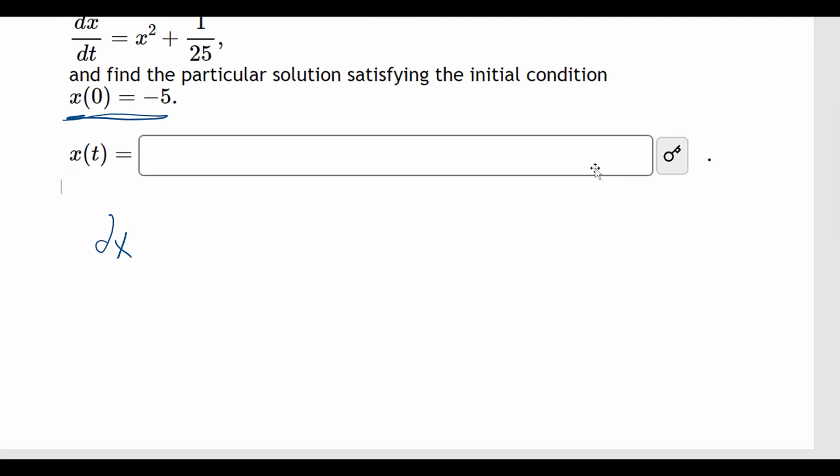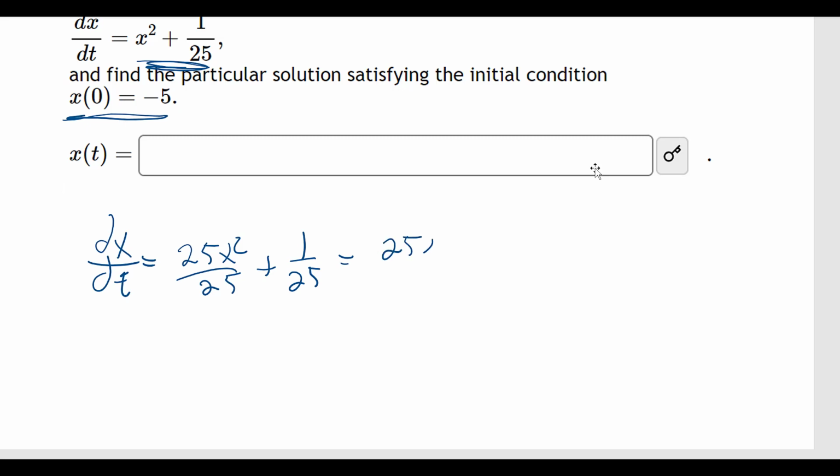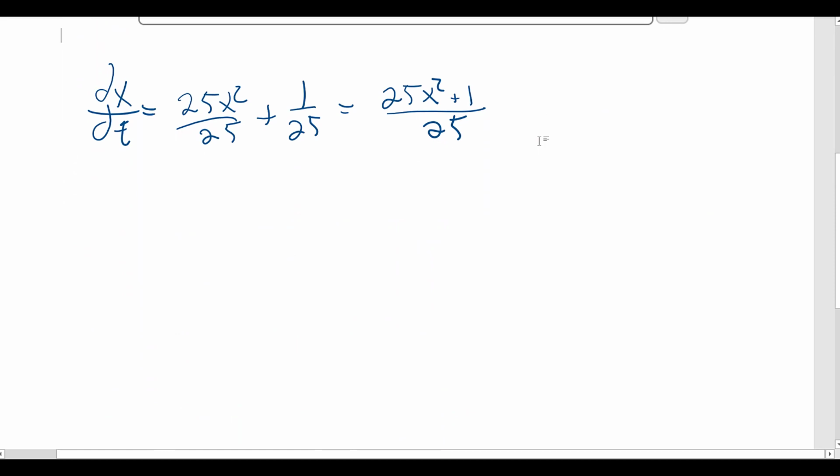The way I approach the problem, there are a couple of ways to go about this, but I was looking at this as dx/dt equals, and then I combine these two terms. So it's 25x squared over 25 plus 1 over 25 gives me (25x squared plus 1) all over 25. Now, the idea is that we want to bring over at least the numerator because it contains the variable term that we're after.